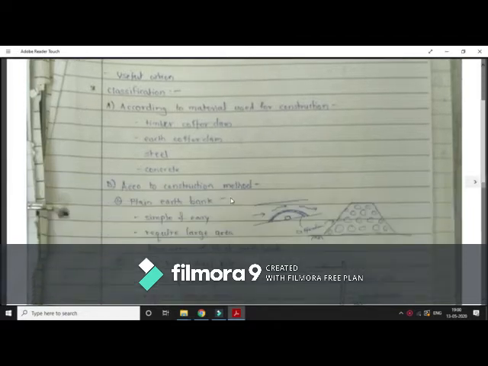A temporary enclosure that keeps away the earth and/or water from the construction area is called a cofferdam. The only questions that will be asked on this part are the classification and the forces acting on the cofferdam. So this is the classification. According to the material used for the construction: timber cofferdam, earth cofferdam, steel cofferdam or concrete cofferdam.